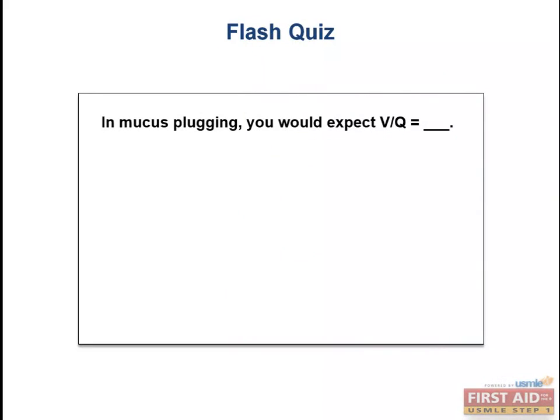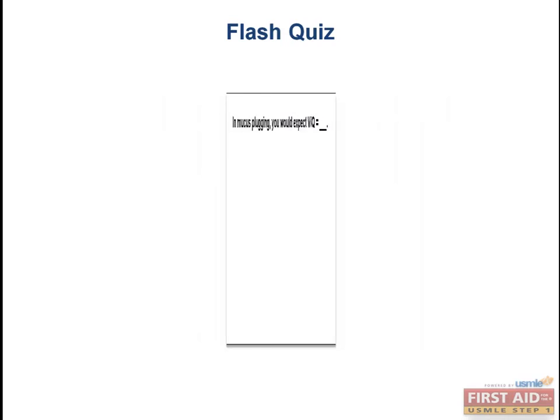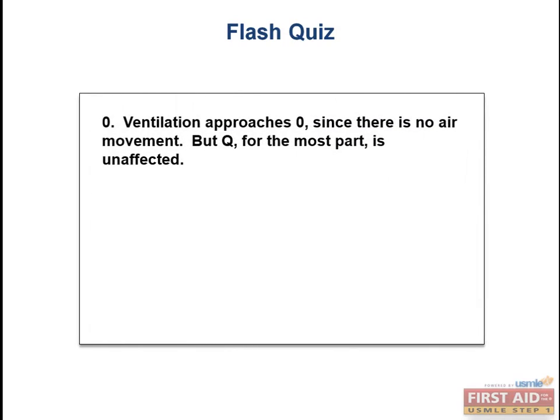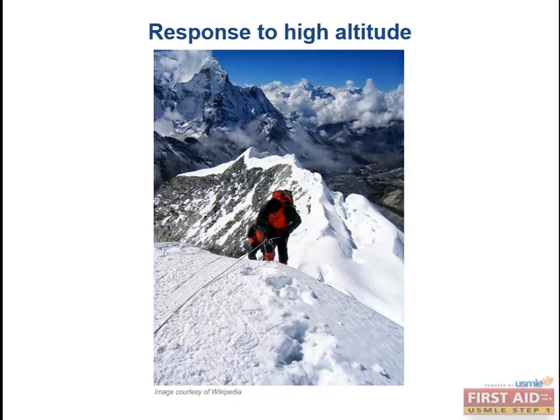In mucus plugging, you would expect V/Q to equal 0. Ventilation approaches 0, since there is no air movement, but Q, for the most part, is unaffected. This topic is high yield because the physiology is so clinically relevant and testable, so be advised that this can definitely show up on the exam.